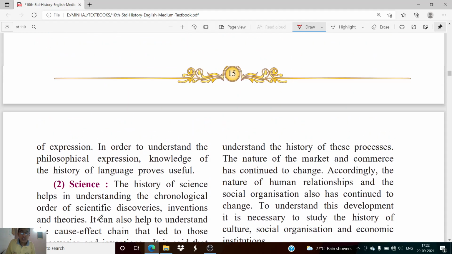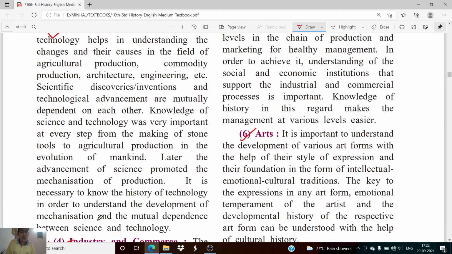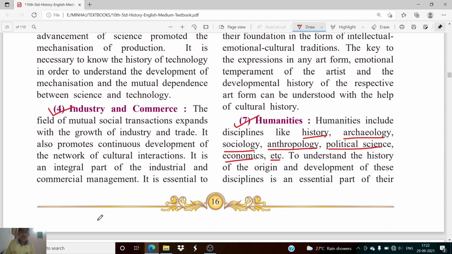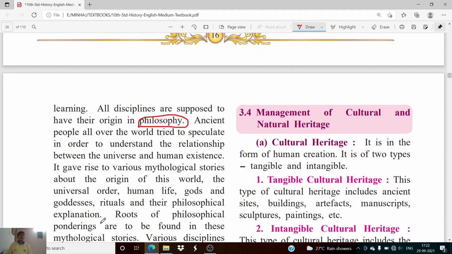So we have seen the fields like philosophy, we have gone through science, technology, industry and commerce. Then we have seen management studies, arts, and humanities. These are several fields of knowledge. All these seven fields which we have studied are important considering the development of a particular nation or the earth or anything else. So we have studied all this in this lecture.